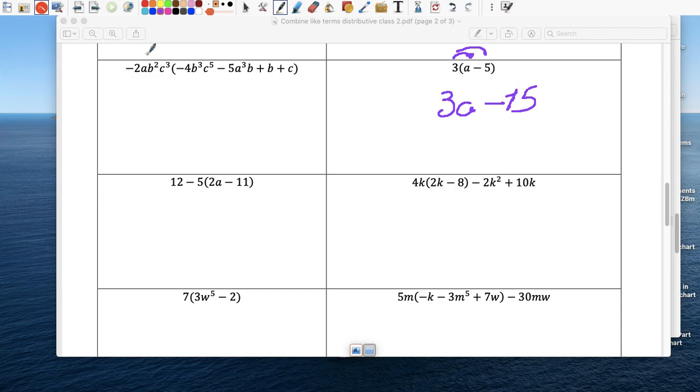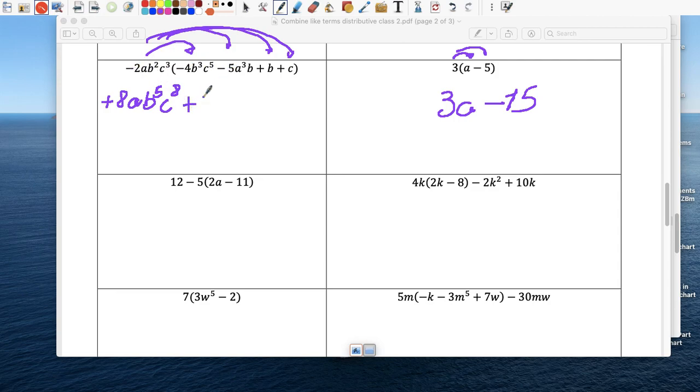This one, multiply this and this, and this and this, this and this. Sorry, this times this, this times this, this times this. All right, so first of all, the signs. Negative times a negative is a positive. 2 times 4, 8. A multiplies, there's no other A, so it's just A. B squared times B to the third power, B to the fifth. C cubed, then C5 is C8. Done.